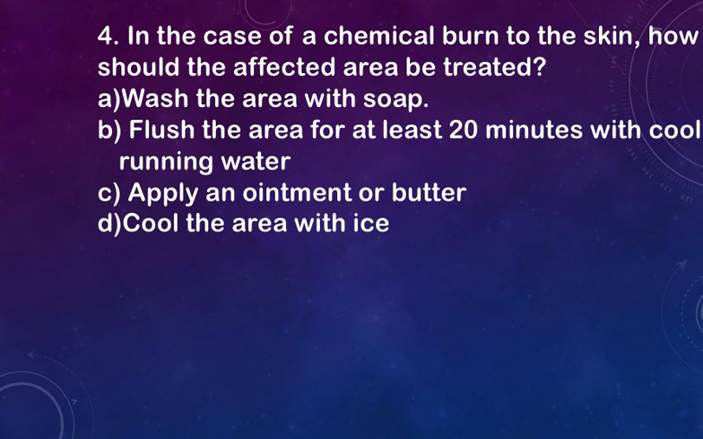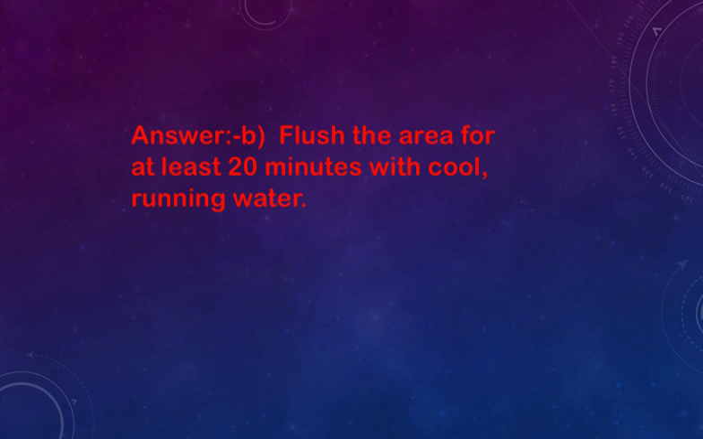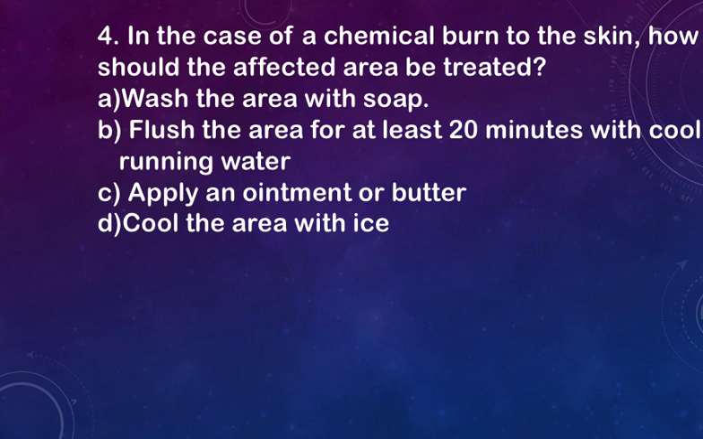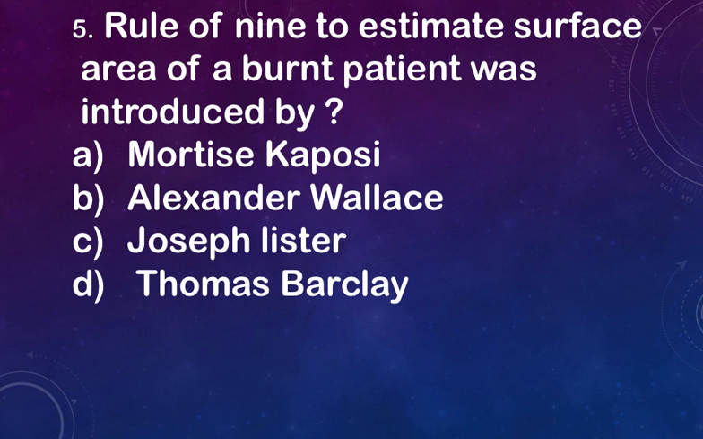Next question, question number 4. In the case of a chemical burn to the skin, how should the affected area be treated? Option A, wash the area with soap. B, flush the area for at least 20 minutes with cool running water. C, apply an ointment or butter. And D, cool the area with ice. Right answer is B, flush the area for at least 20 minutes with cool running water. So in the case of chemical burn injury to the skin, flush the area for at least 20 minutes with cool running water.